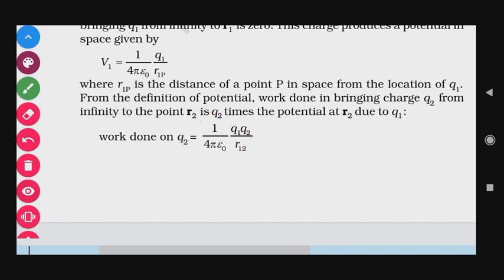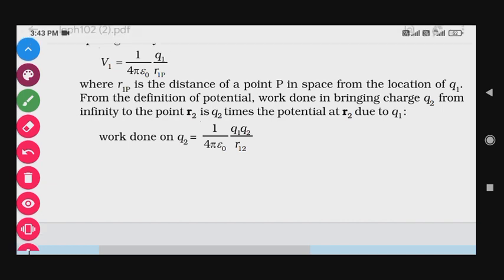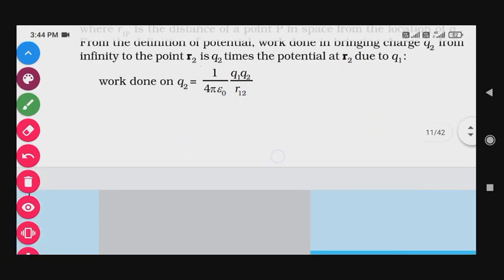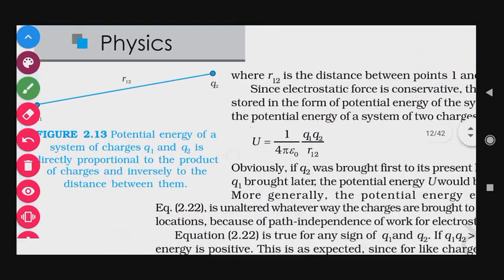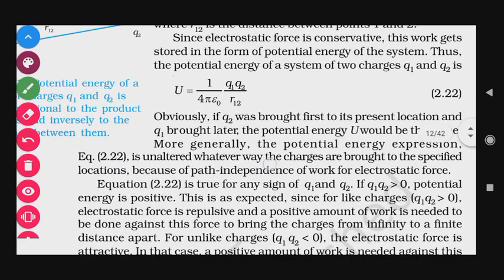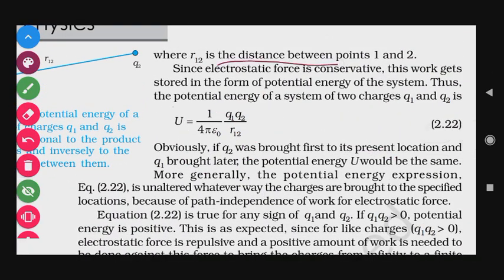So this is the work done in bringing q2, and the total work done will be the same, where r12 is the distance between points 1 and 2. Since the electrostatic force is conservative, this work gets stored in the form of potential energy of the system.